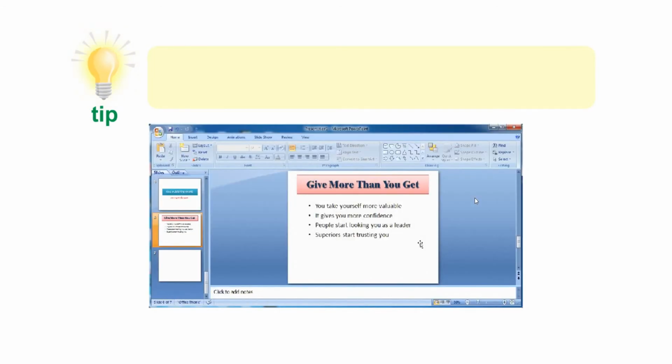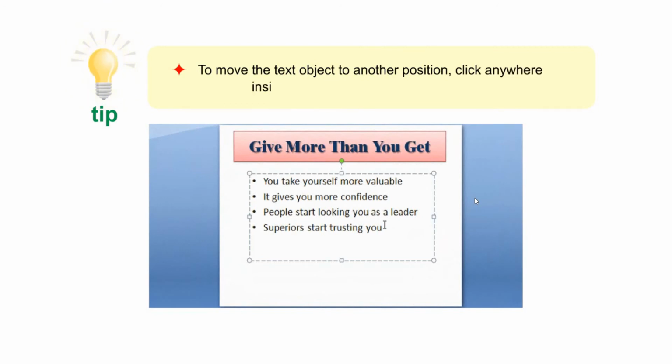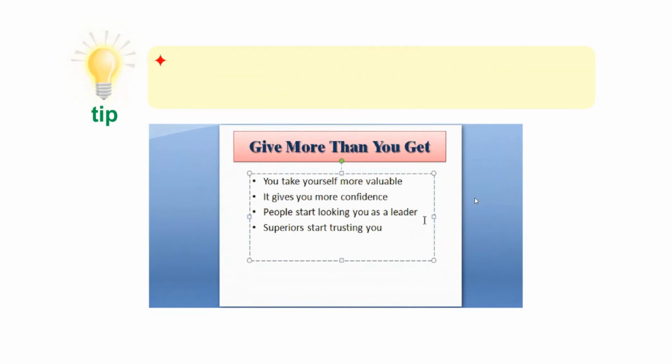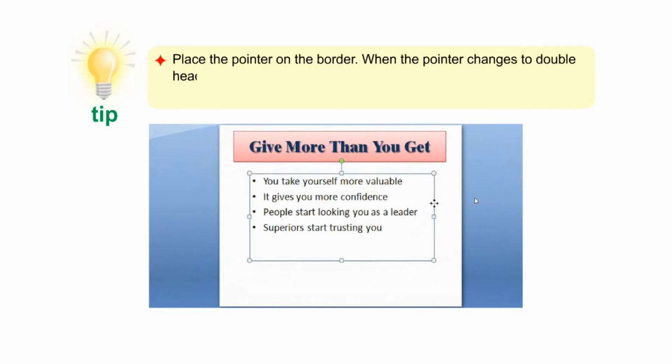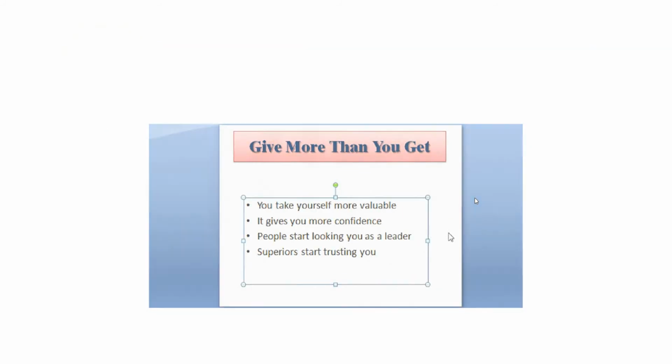Okay, students, note some interesting tips. To move the text object to another position, click anywhere inside the placeholder that contains text. Place the pointer on the border. When the pointer changes to a double-headed arrow, click on the border and drag the mouse in the direction where you want to place the text.